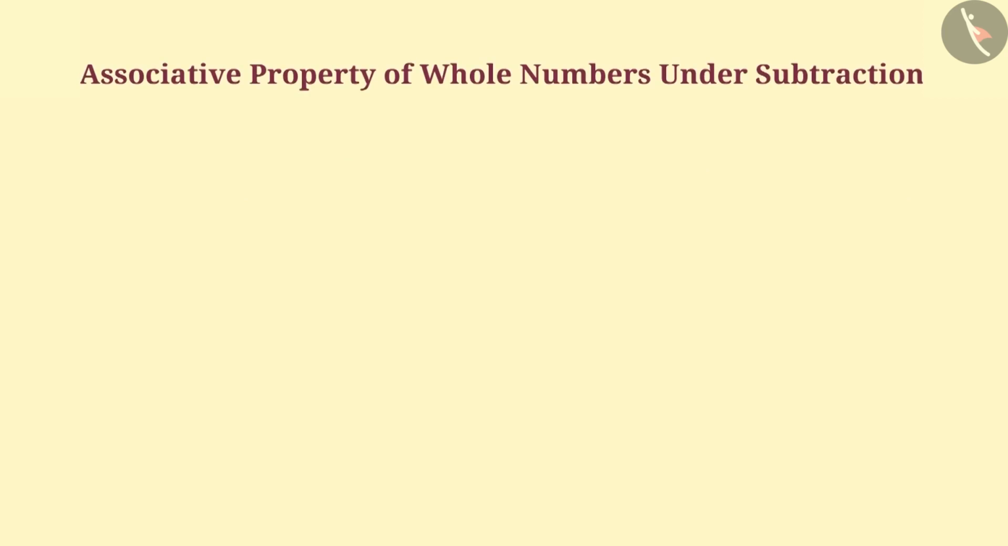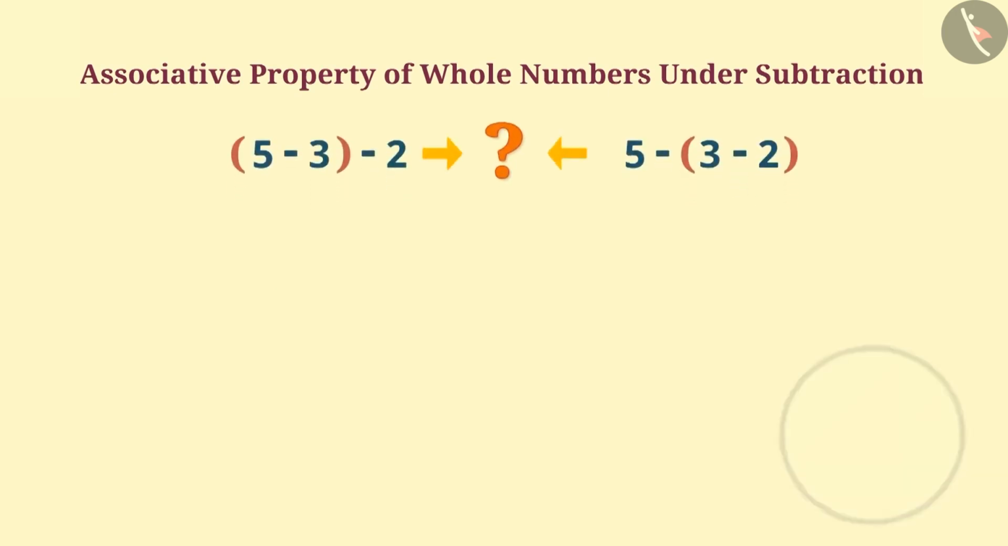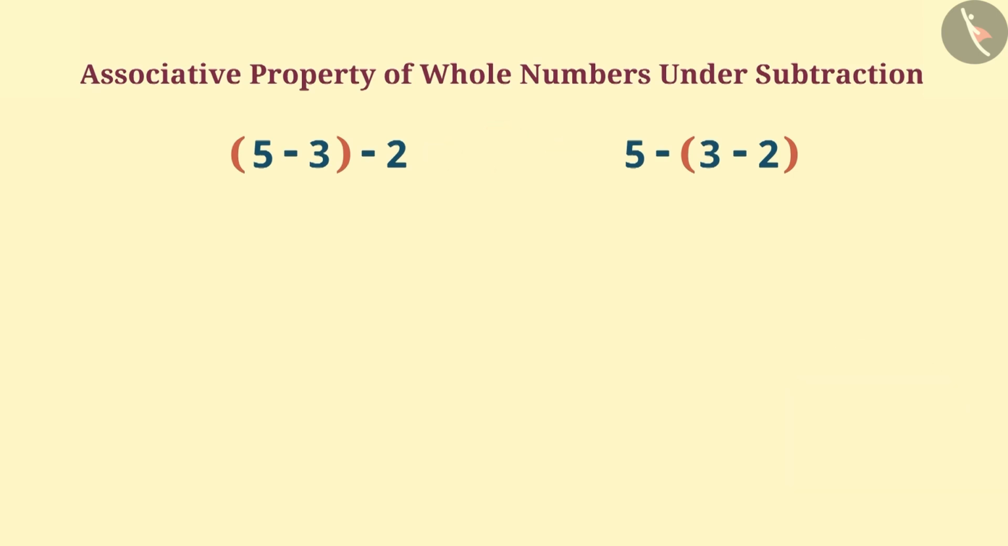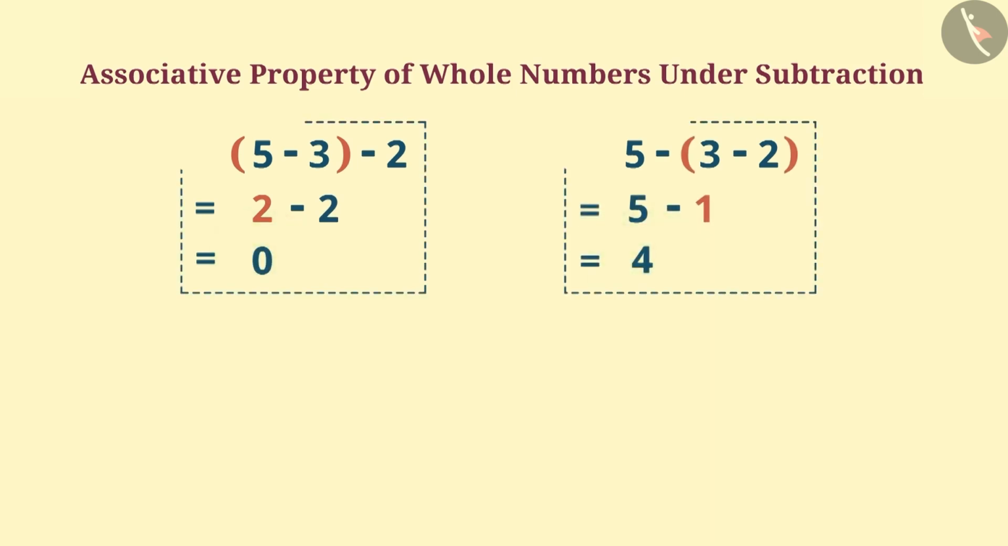Now let's understand the associative property of whole numbers under subtraction. Like addition, is subtraction of whole numbers also associative? Think for a while. If we group the numbers in this way, then first we will subtract 3 from 5 and then we will subtract 2 from the result. Therefore, the answer will be 0. However, if we group the numbers in this way, then the answer will be 4. The results in both cases are different.